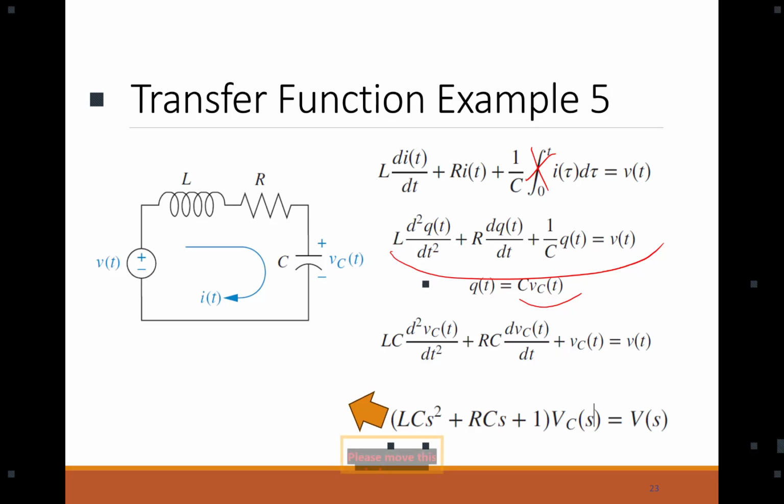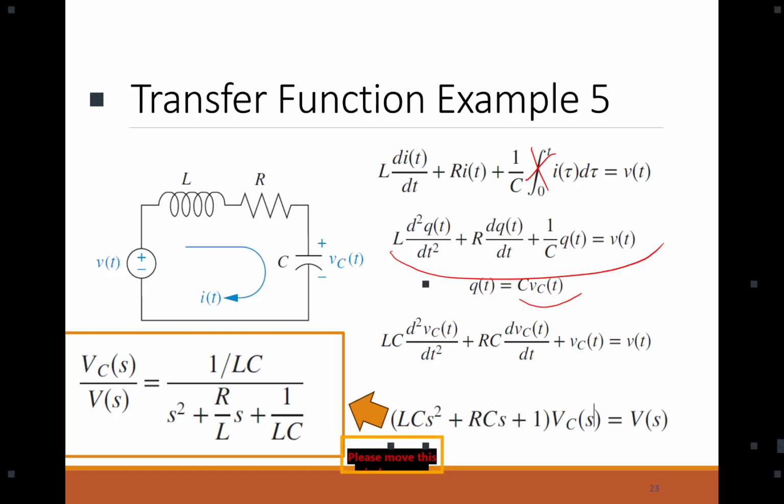Now that we have the Laplace transform of both sides of our equation, we can find the voltage. Sorry, the input was our source. The voltage across the capacitor is the output based on the input, which is our voltage. Are we good? So this is going to be the transfer function of, for example, this one-loop RLC circuit. Any question?